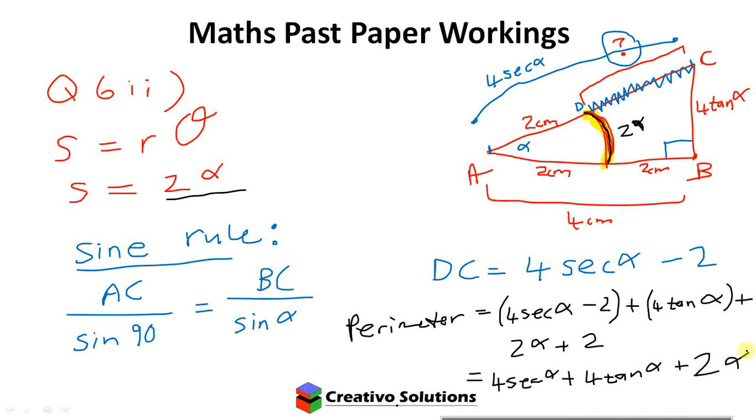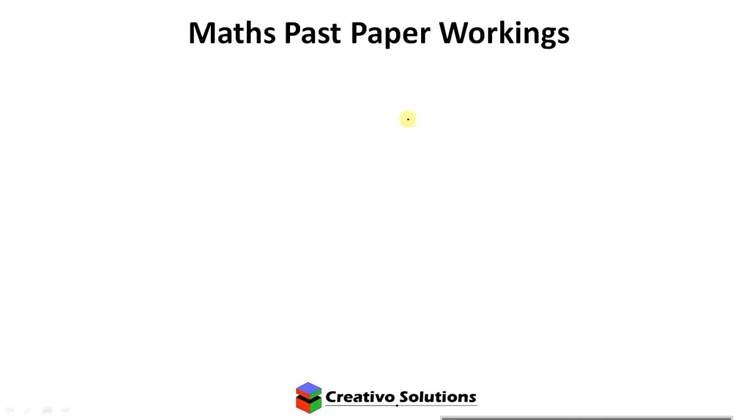Okay, they didn't want a numbered answer. They wanted it in terms of alpha. So when they say in terms of something, it doesn't have to be a specific number. In terms of just means keep the variable as the variable. See, they said find in terms of alpha. So we've got the perimeter in terms of alpha. Okay, 6 complete. Now we can look at question 7.